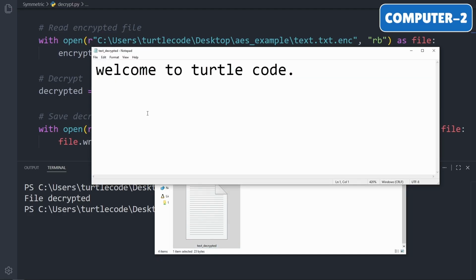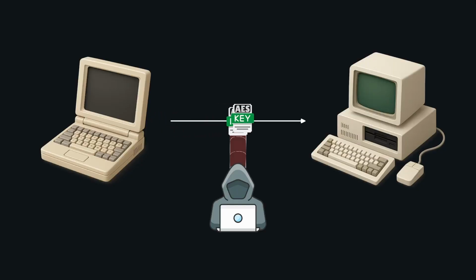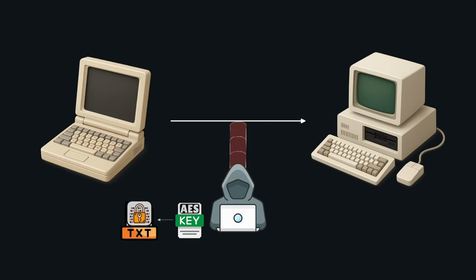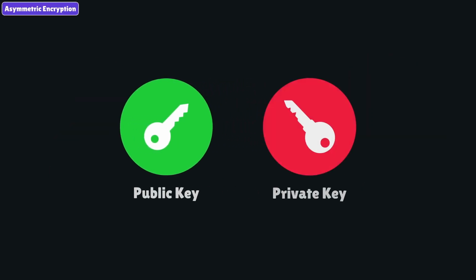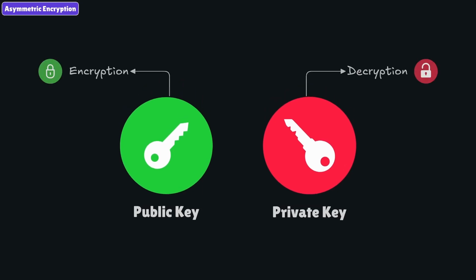But there is a problem here. What happens if the AES key is captured by an unauthorized hacker during the network transfer? In that case, they could easily decrypt your data, so we need to improve the security a bit more. Instead of symmetric encryption, we can use asymmetric encryption. In asymmetric encryption, a public key and a private key are generated. The public key is used for encryption, while the private key is used for decryption.